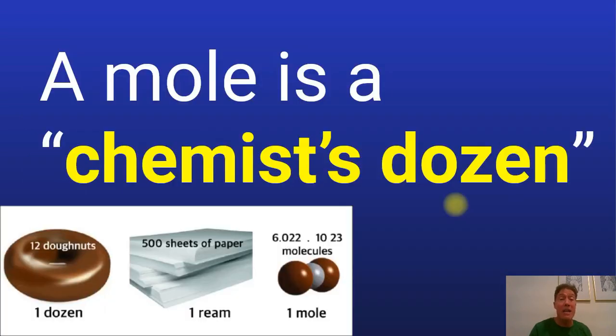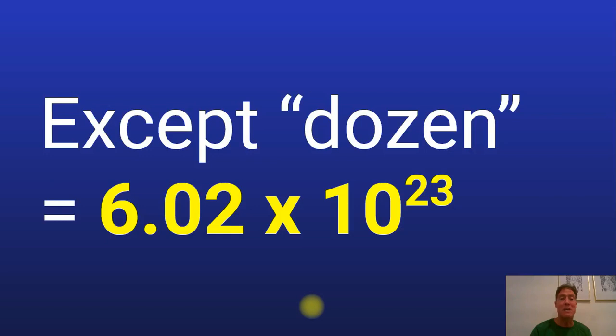So bottom line, a mole is a chemist's dozen, right? Some things we count by dozen, paper we count by reams. Well, molecules we're going to count by Avogadro's number, 6.02 times 10 to the 23rd. We're going to count by moles. This helps me make and calculate chemical recipes.